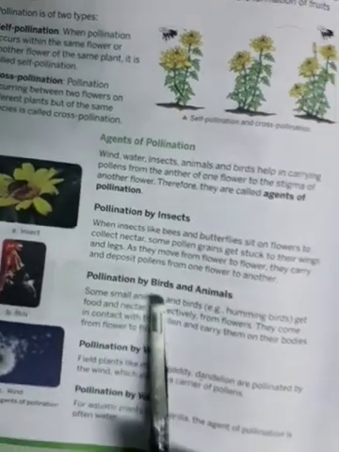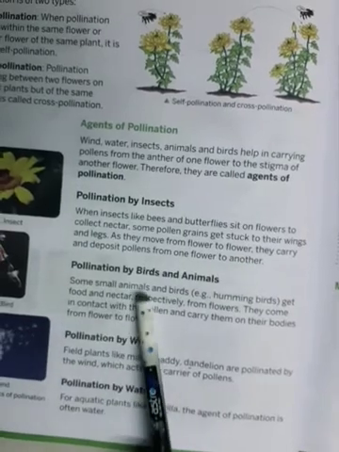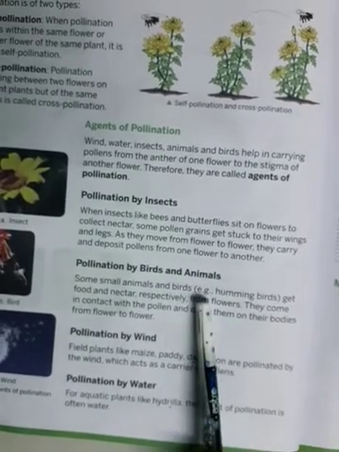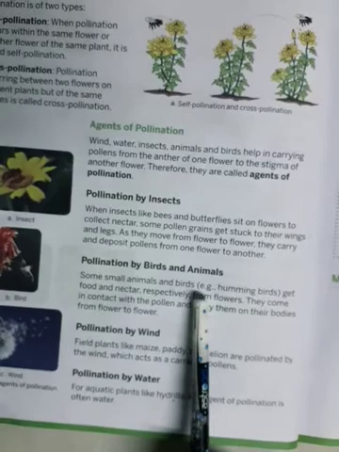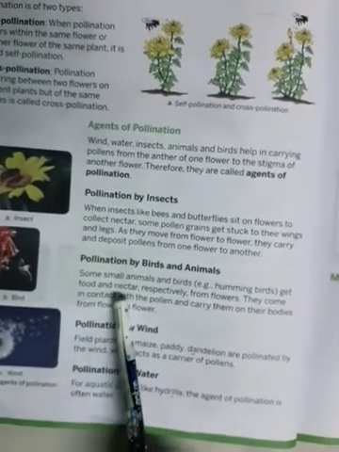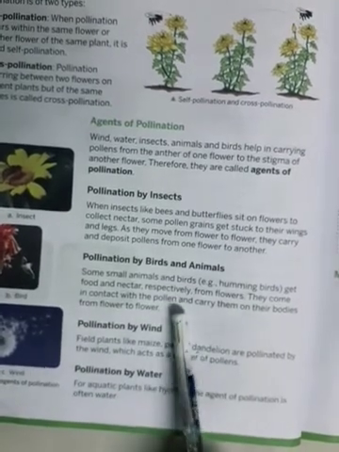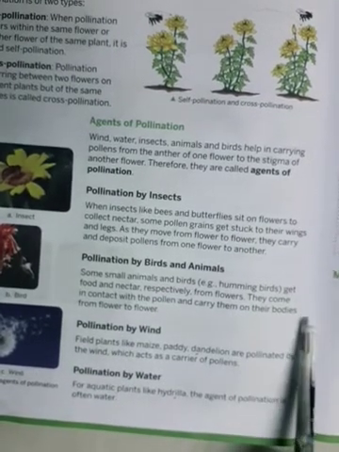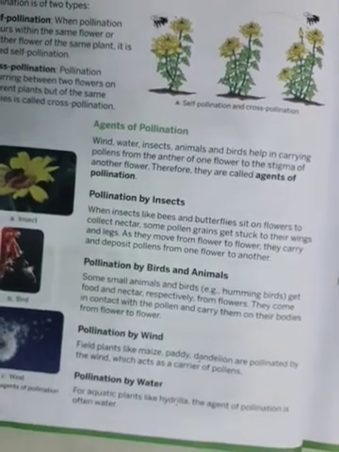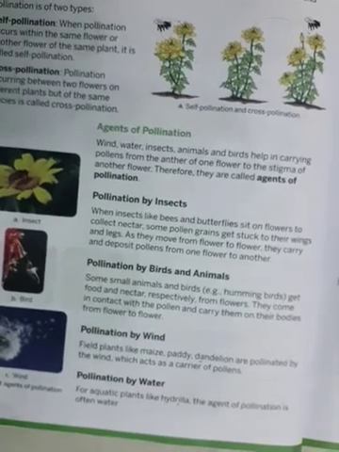Now pollination by birds and animals. Some small animals and birds, like for example the hummingbird, okay, get food and nectar respectively from flowers. They come in contact with the pollen and carry them on their bodies from flower to flower, and this is how they help in pollination.